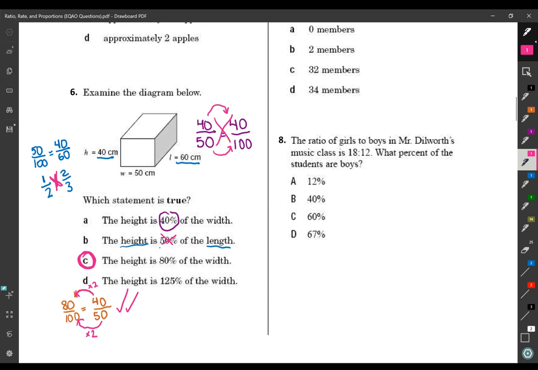Now for D, let's just prove that D is not true. 125% is 125 over 100. It's saying the height, which is 40, is equal to 125% of the width, which is 50. Well, that's clearly not true, right? Because here we have a scale factor of times 2, and this is not a scale factor of times 2. That's a different scale factor, so this cannot be true. That kind of shows why C is the only one that is correct.